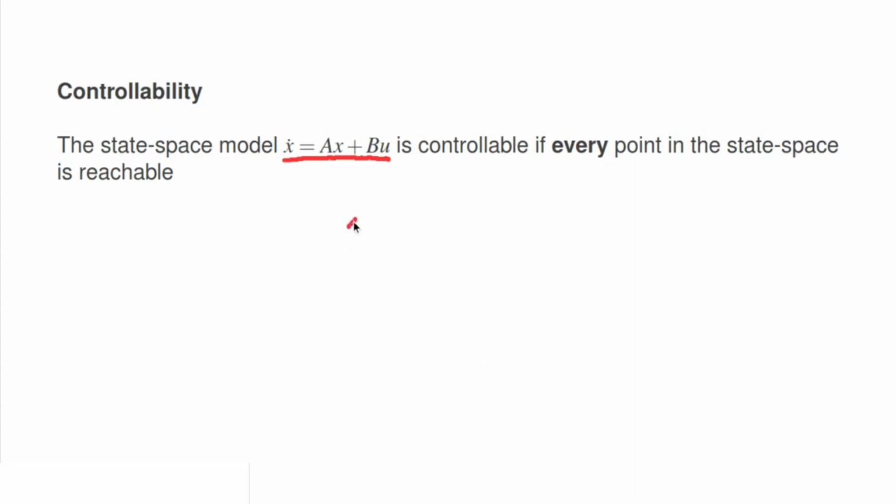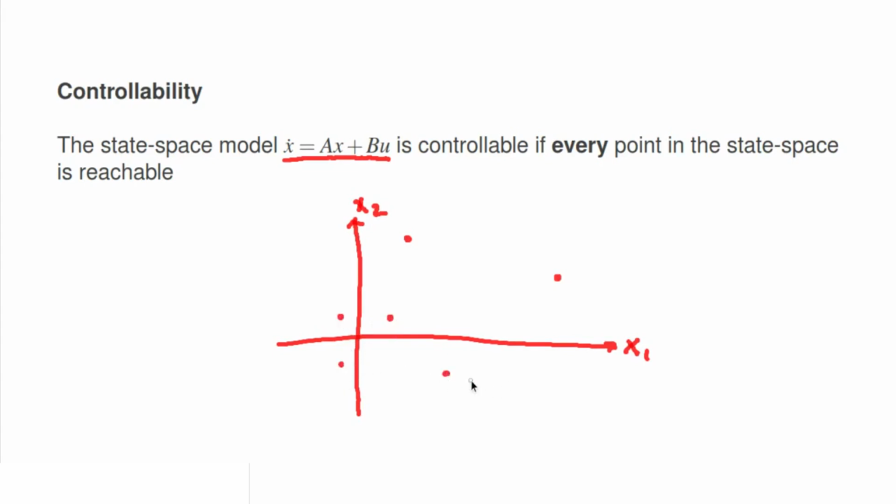Well, if we draw out a set of axes, like we did before, to represent our state space, well, in order for the system to be controllable, this point would have to be reachable, and this point would have to be reachable, and this point would have to be reachable, and this one, and all of the points would have to be reachable. So how on earth are we supposed to work out if our system is controllable or not?